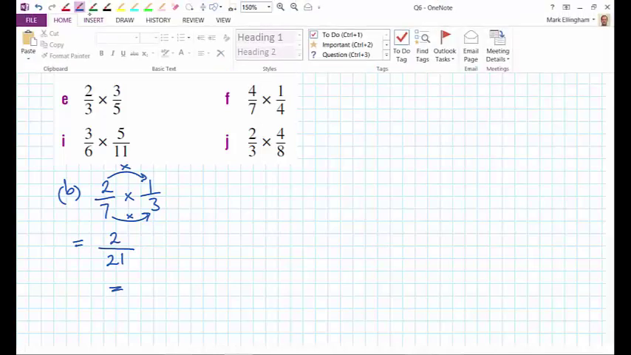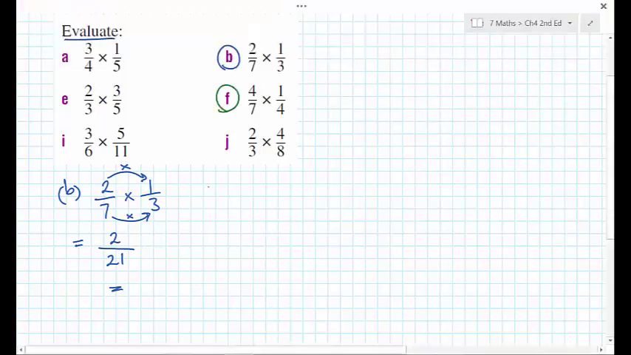Okay, let's have a quick look at f. 4 over 7 times 1 over 4. So again, when I'm multiplying, I multiply across the top. So 4 by 1 is 4 over 7 by 4 is 28. Okay, and so I then look to see if I can simplify this any more at the end, and I can't, so that's my answer there.